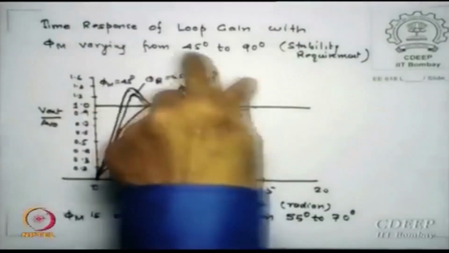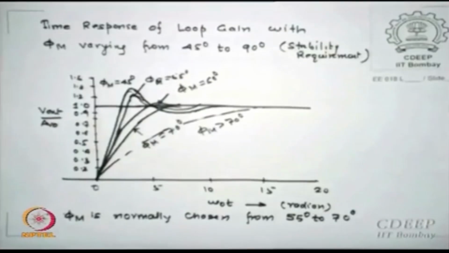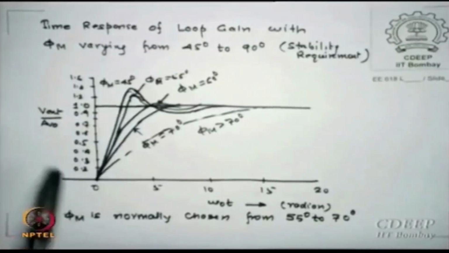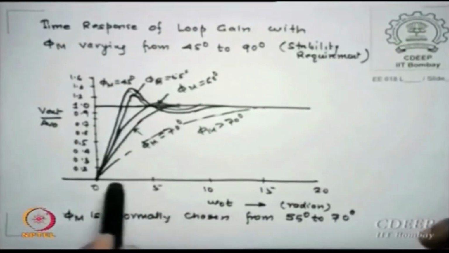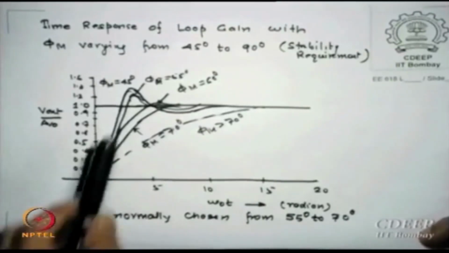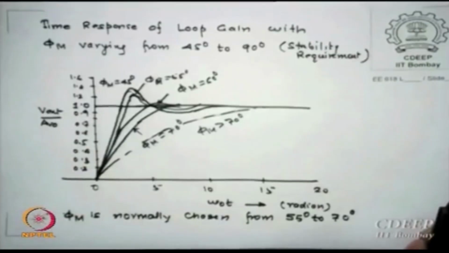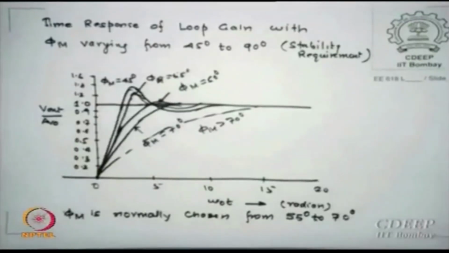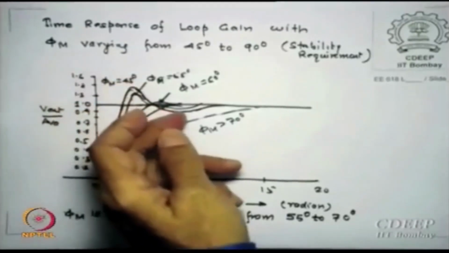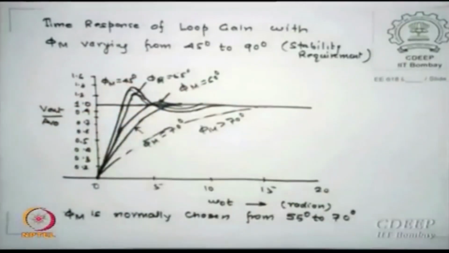If you vary phi m from 45 to 90, which is the range up to which you should work for stability, and plot the output, this is the normalized output versus normalized frequency or time. I have plotted normalized V out for different phi m. 45 degree is this. So at 45 I figure out there is ringing going on. You can see this rises and comes lower, and I have only shown one, but it may take 2-3 rings to finally settle.